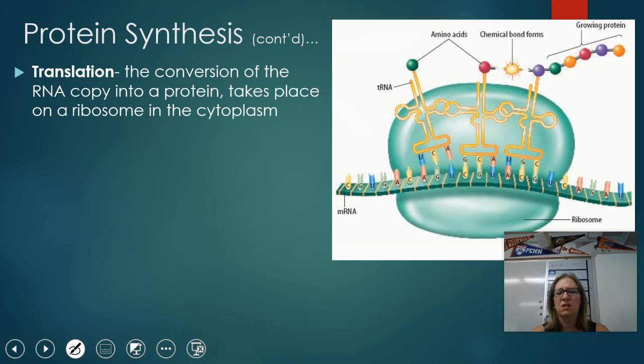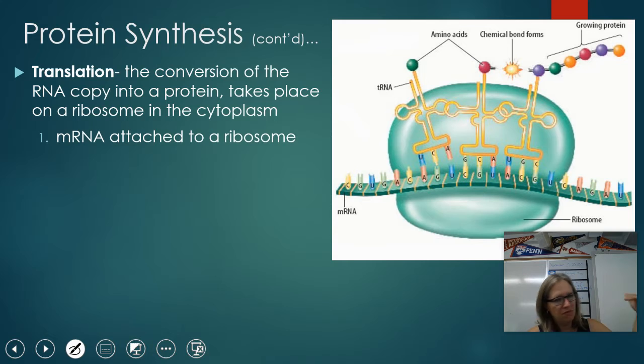Translation is the conversion of that piece of RNA into an actual protein, okay? And that takes place in the cytoplasm of the cell. And it uses the organelle called a ribosome. It's little tiny dots, okay? Here are the steps. So the messenger RNA flies out and it attaches to a ribosome. This big blob right here is the ribosome, okay? And then here's the messenger RNA. And that messenger RNA literally kind of travels through it, okay?